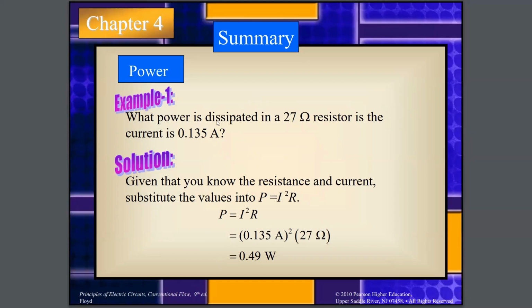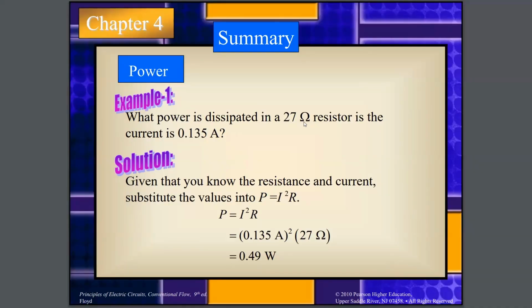Example 1 says, how much power is dissipated in a 27 ohm resistor? Now, as we go forward, what does a resistor do? We said a resistor is a device that's manufactured to have a fixed amount of resistance. In essence, a resistor converts electrical energy into heat. So a resistor is like a heater. It converts electrical energy into heat, so it is converting it from one form to the next. So we're asking the question, what power is dissipated in a 27 ohm resistor if the current is 0.13 amperes?